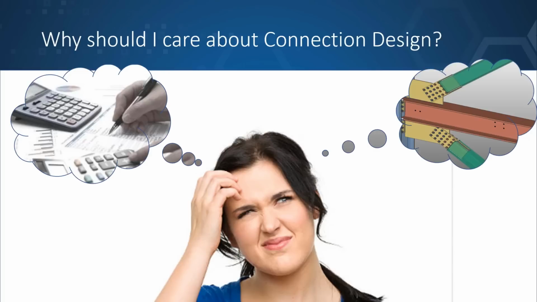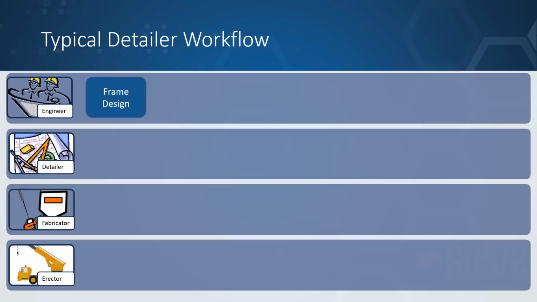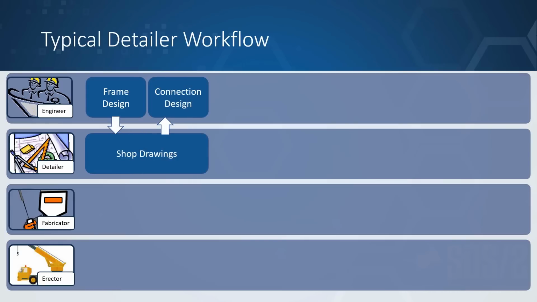So why should I care about connection design? What if I don't want to do connection design? What's in it for me? Here's the typical detailer workflow. You have a frame design that comes from the engineer. They say what type of connections they want, and then they send it off to the detailer. The detailer then creates the shop drawings, and maybe then they have some questions about the connection design. They send an RFI back to the engineer. The engineer then looks at the RFI, makes the changes in the connection design, sends it back for the shop drawings, and once that's done, it can go off to the fabricator.